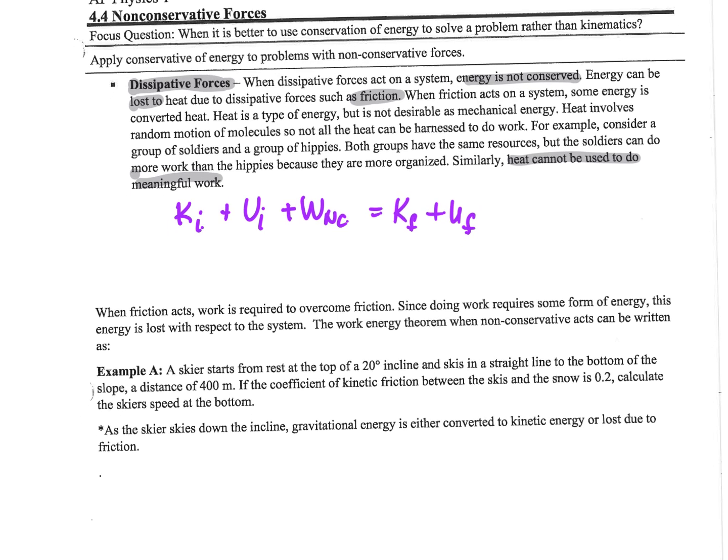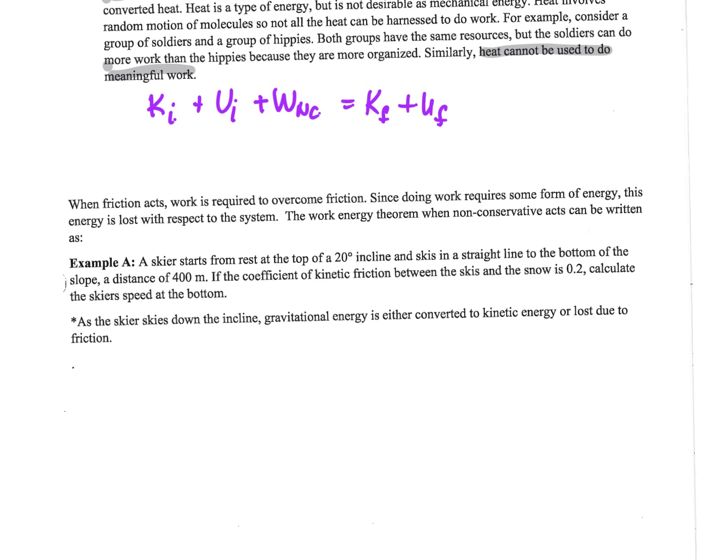So when friction acts, work is required to overcome friction. Since doing the work requires some form of energy, this energy is lost. So friction means energy is lost with respect to the system. Okay, so what does that mean? That means that the work non-conservative has to be equal to the change in kinetic energy plus the change in potential energy. In other words, if energy is lost, that should be negative. Okay, the change should be negative. If that is positive, in other words, say you give something a push or you throw fuel into a tank, you're adding energy, and then work non-conservative would be positive.